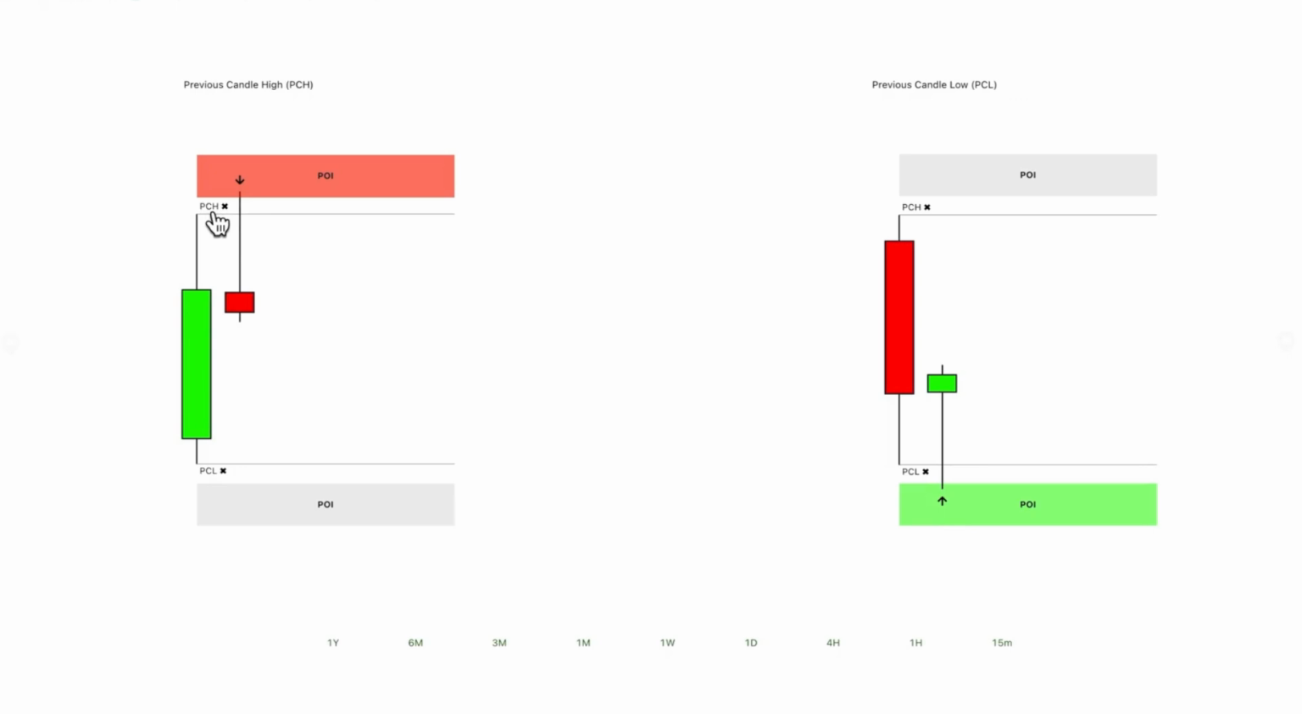Now let's improve its effectiveness. The first thing to consider is that the break of the PCH should occur with the wick, and the candle's body should be red, meaning it closed lower. The second factor is the price of unusual interest, a resistance zone that is tested by the wick. For example, this could be a bearish order block.